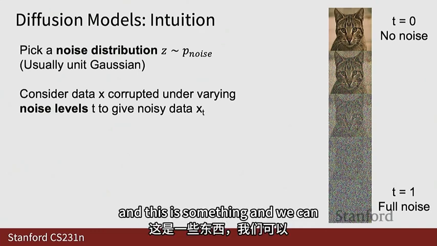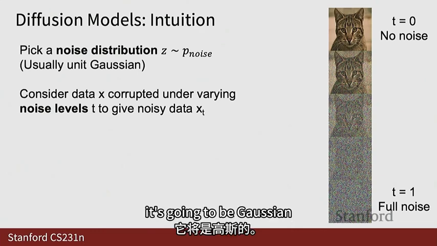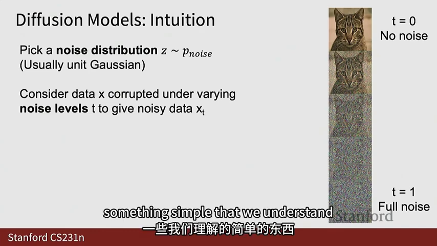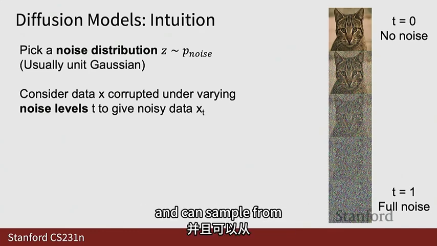And the noise distribution, again, is going to be Gaussian, almost always Gaussian, something simple that we understand and can sample from.